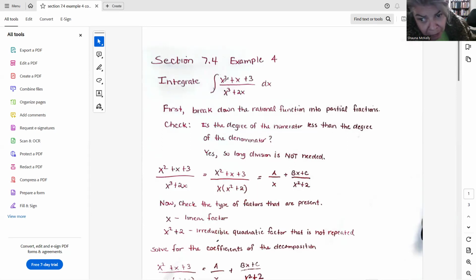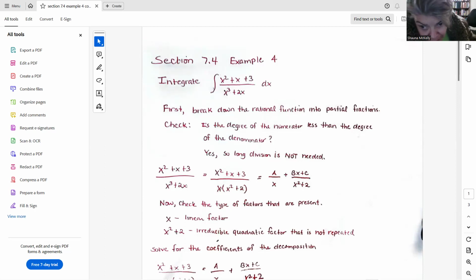If the degree is smaller on top than it is below, you're fine and you don't do long division. But if the degree on top is larger, you have to do long division, and then you do partial fractions, but only on the quotient part of the answer. So we don't have to bother with long division, but we have to resolve this into partial fractions.